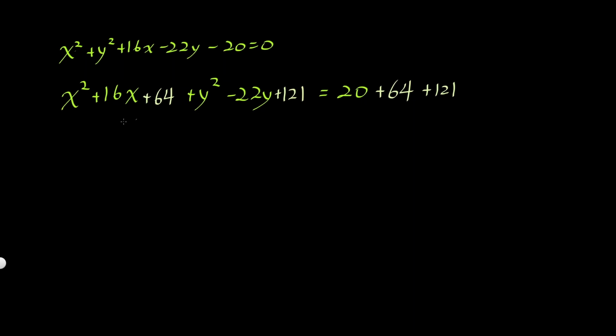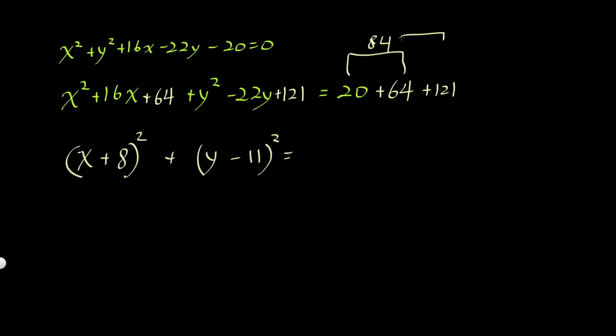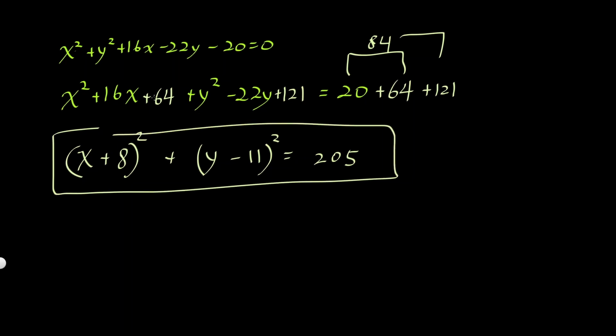So this first term becomes x plus 8, the whole thing squared, plus y minus 11, the whole thing squared, is equal to 84 plus 121, that's going to be 205. So this is the standard form of a circle here. Let's move on to number 2.